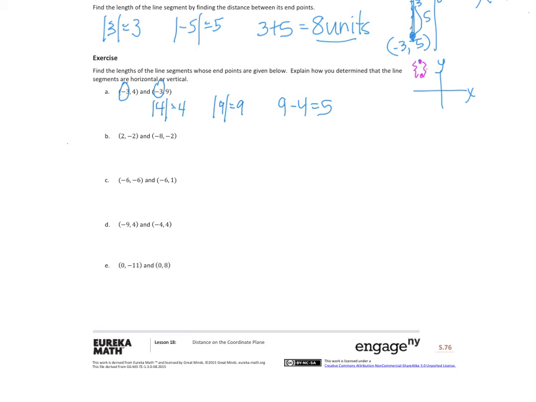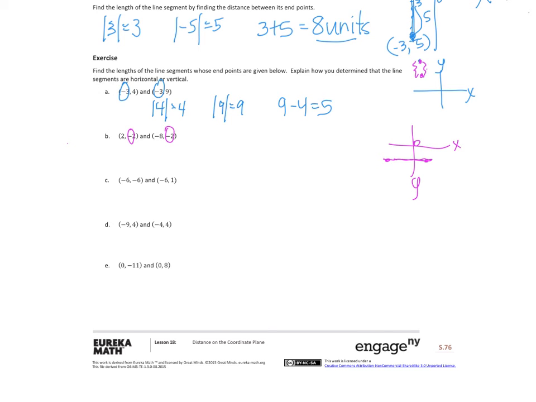Okay, so let's look at this next one. I've got -2, -2. So I'm going to just kind of draw that one out too. So if I go over 2, down -2, and then I go over -8, down. Okay, so here's my line, right? Here's my 0. And it crosses the y-axis.